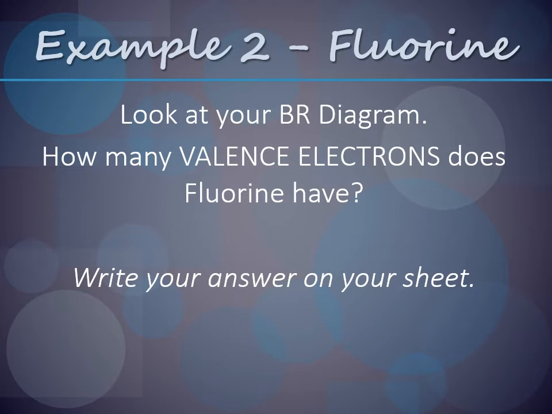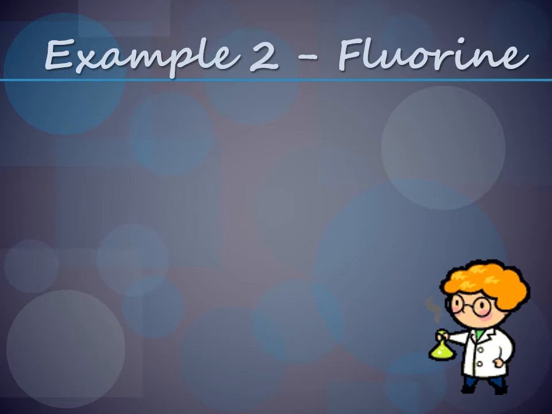Looking at the Bohr-Rutherford diagram, how many valence electrons does fluorine have? Well, there's 7 electrons on the last shell. Okay, that means there's 7 valence electrons. How many electrons can fit completely on that shell? Remember, there's 8 electrons that can fit, so keep that in mind.